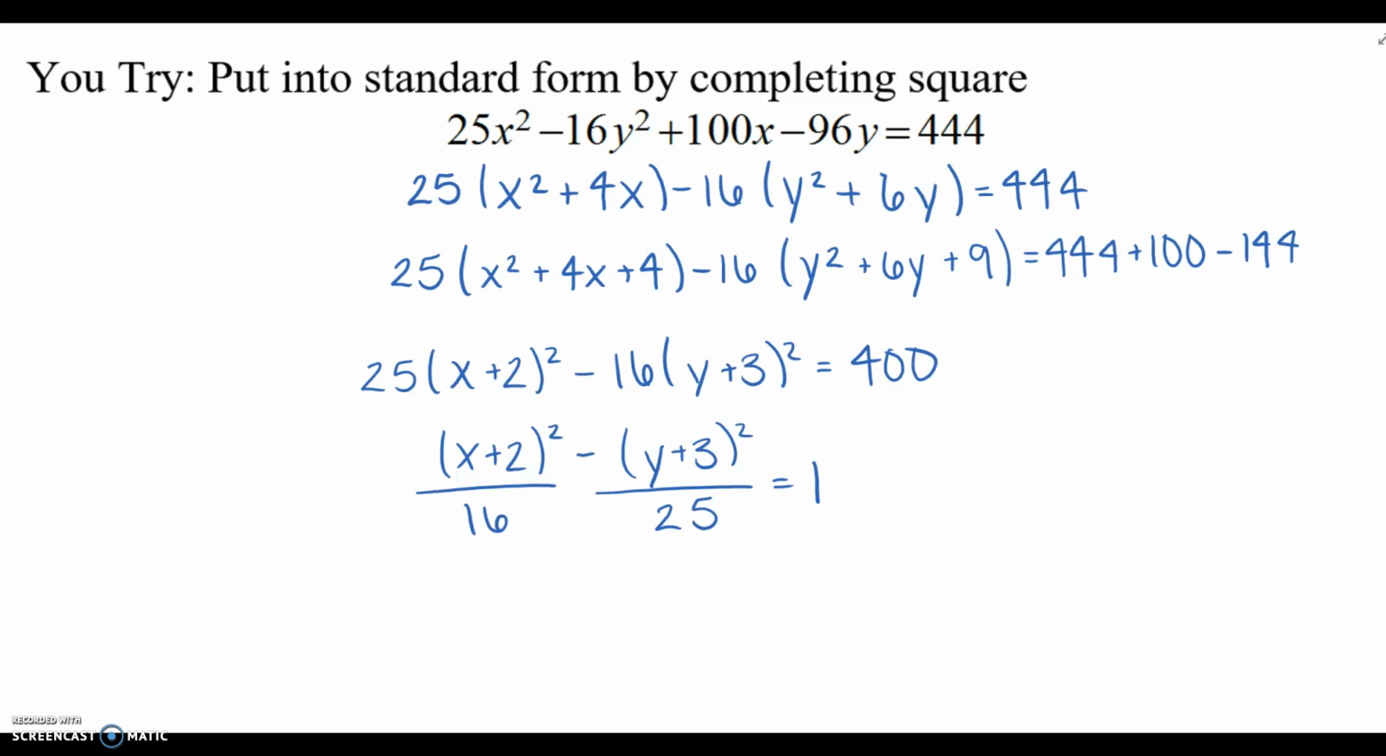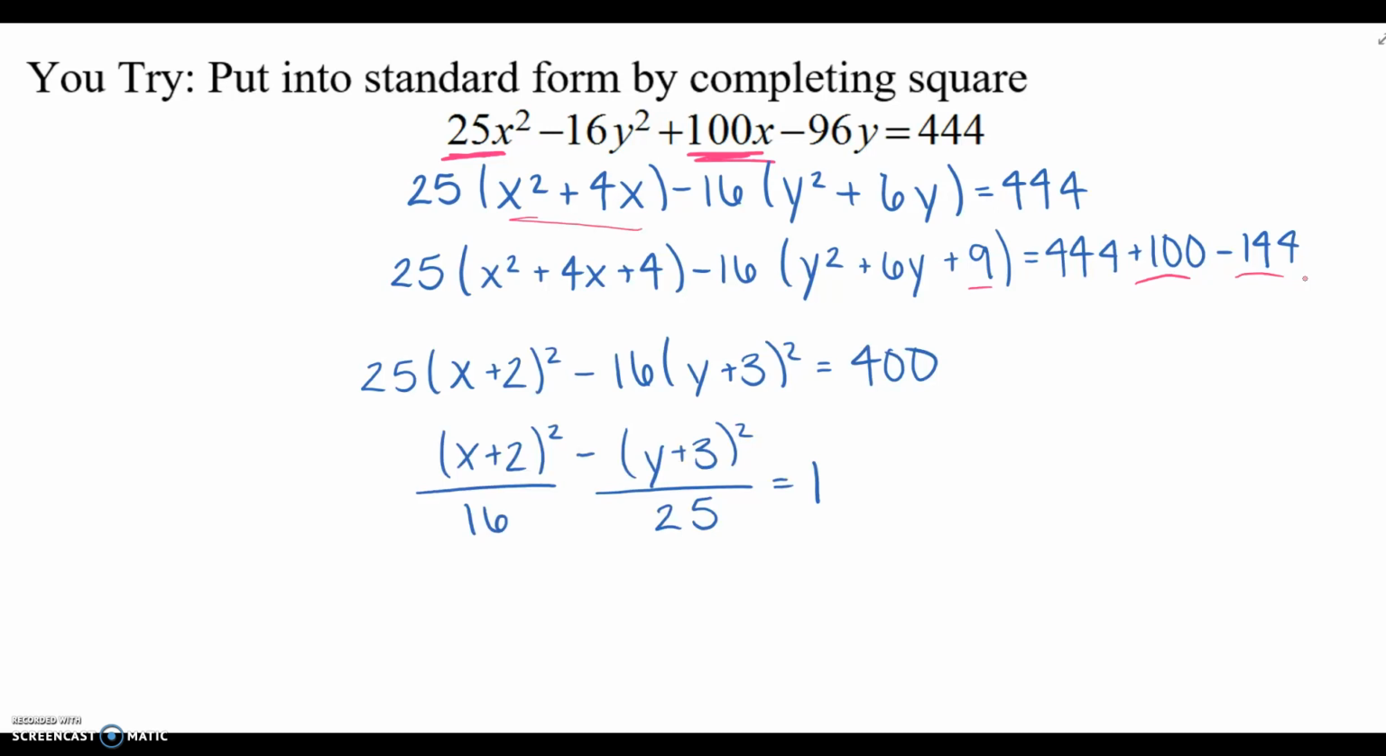Alright, so hopefully you guys got x plus 2 squared over 16 minus y plus 3 squared over 25 equals 1. So you need to rearrange, or you can kind of do it all in one step. So I did it all in one step. I took my 25x squared with my 100x, factored out the 25, and had them rewritten. And then same thing with my y, so you can factor out a negative 16. And then complete the square, and make sure you do 25 times 4 to get your 100, and negative 16 times 9 to get your negative 144. And when you combine all of those, you get 400, and then factor and simplify.